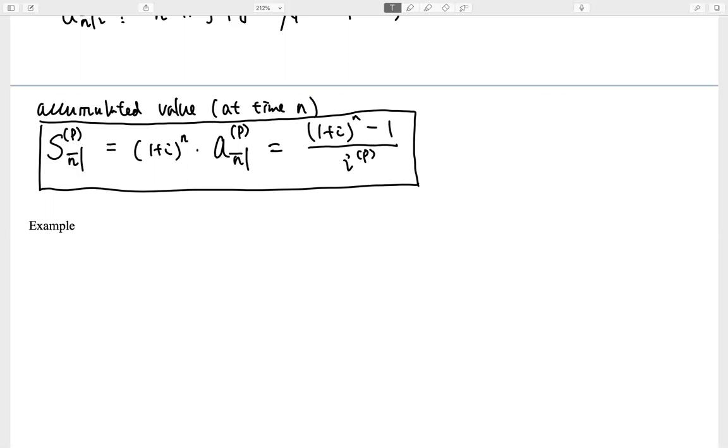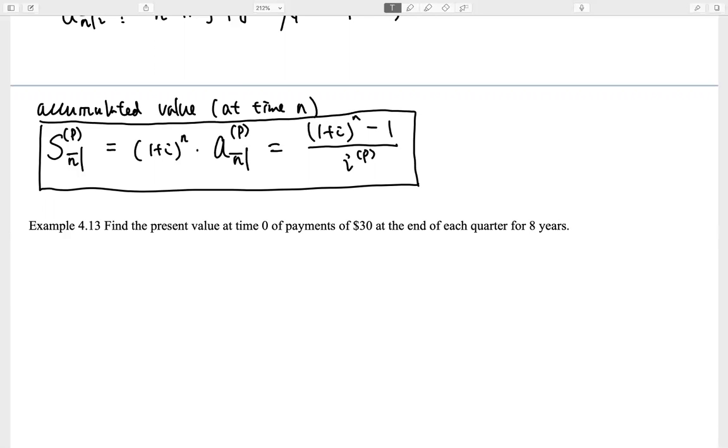Let's do example 4.13. So that's on page 108. What we want to do is find the present value at time 0 of payments of $30 at the end of each quarter for 8 years.